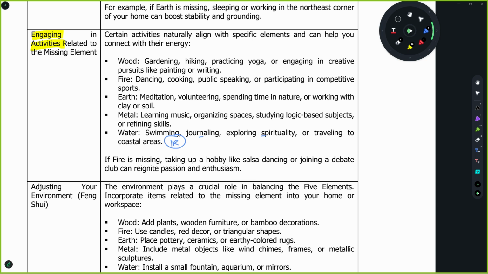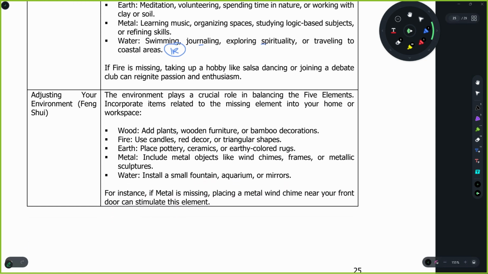So therefore, to engage in activities that reflect what the water element would, he might find it difficult because there's no affinity. But once again, because it's a useful god, efforts are needed to remedy the missing element itself. Therefore, this would be remedy number four. Now, remedy number five.